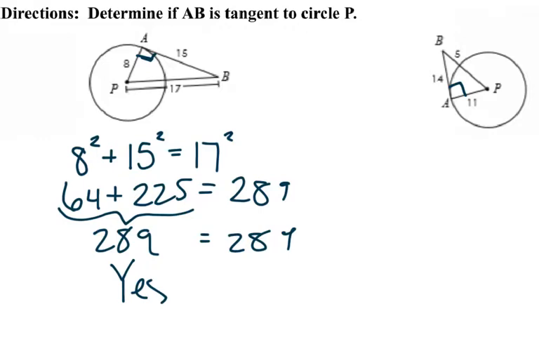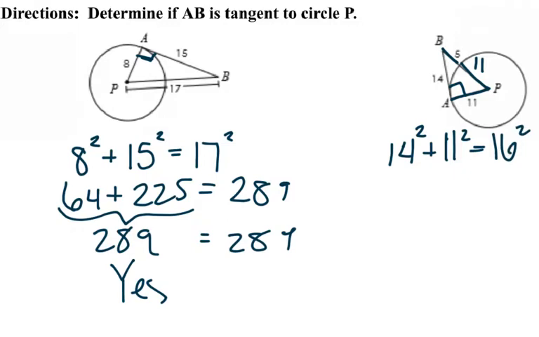Now we're going to do the same thing with this one over here. Let's see, 14 is a leg squared plus another leg squared, 11, equals. So notice the hypotenuse is not 5. 5 is only from here to here. But anywhere you draw a radius, it's the same amount. So this is actually 11. So the hypotenuse is 5 plus 11, which is 16.